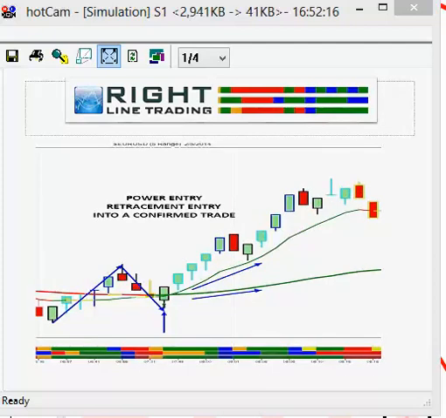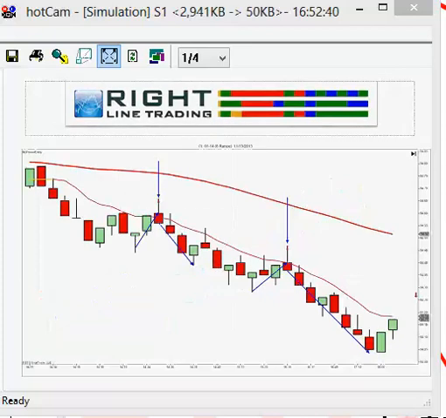Again, break of the 50, we can't take a long trade. The 50 isn't green. We wait for a retracement right back to the 50, and up we go. Retracement back to the modified 15, up we go. We're trend traders, and we're looking for a retracement right back to support of the modified 15. Here it is again.